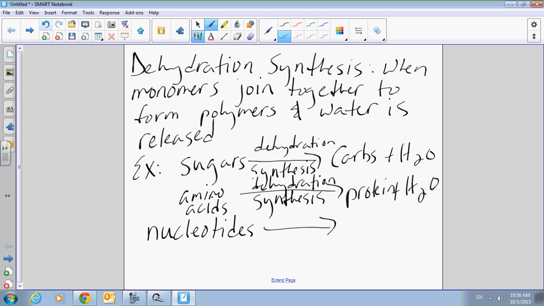If we have nucleotides that undergo dehydration synthesis, what's the product? Will? Not amino acids. You got the second word right. Nucleic acids. Nucleotides are the monomers or building blocks of nucleic acids.